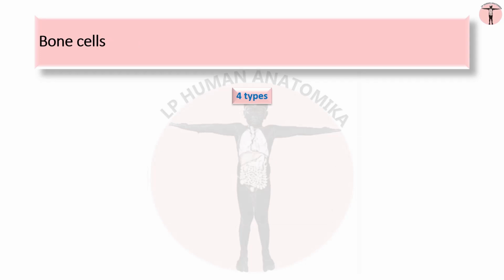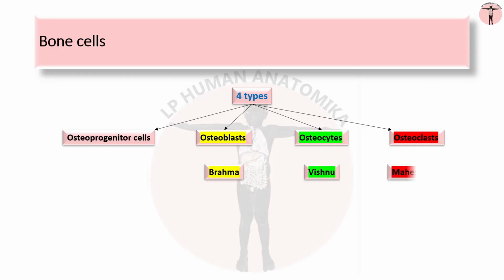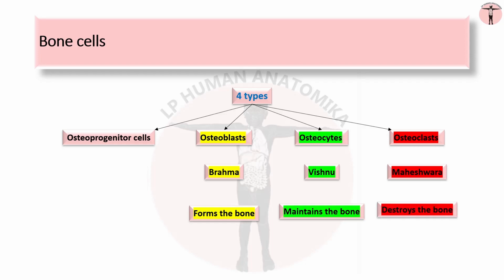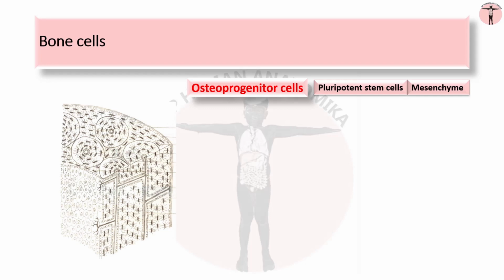Four types of cells are recognized in bone tissue: osteoprogenitor cells, osteoblasts, osteocytes and osteoclasts. The osteoblasts, osteocytes and osteoclasts function like the Brahma, Vishnu and Maheshwara. Osteoblast forms the bone, osteocyte maintains the bone and osteoclast destroys the bone. Osteoprogenitor cells are pluripotent stem cells and derived from mesenchyme. In adult bone, progenitor cells lie beneath the periosteum and endosteum.